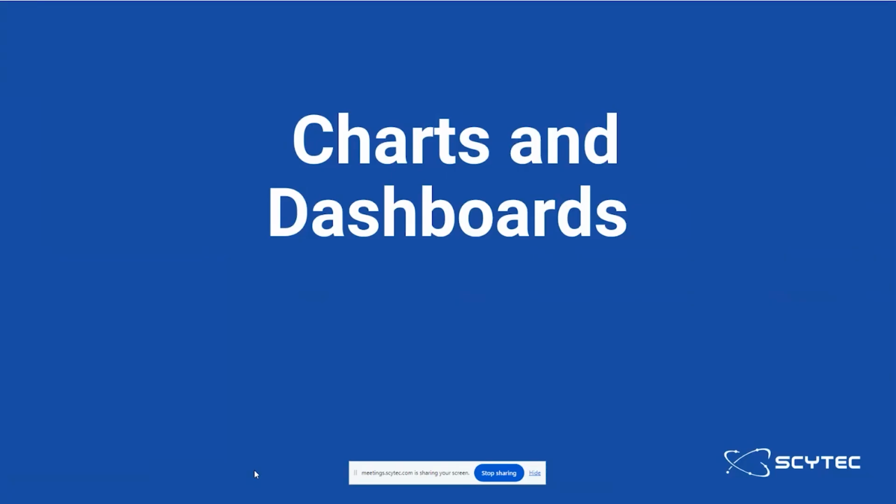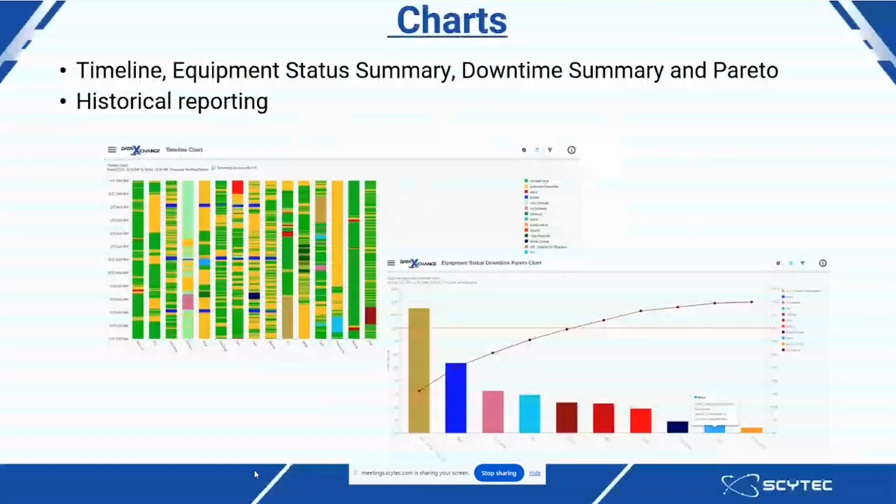So next, I'd like to discuss our charts and dashboards, which are the two main provisions of the Scytec DataXchange machine monitoring platform. Charts are typical historical data that has been culled together and then populated inside of these charts. I'm going to be showing you a couple of these in just a minute, but right now we have a timeline chart as well as a downtime Pareto chart. The timeline chart is showing you a historical representation of a time frame that you choose, with all the machine statuses put together in one convenient chart form. And then the Pareto chart next to that is showing you the biggest issues currently affecting all of your machine downtimes.